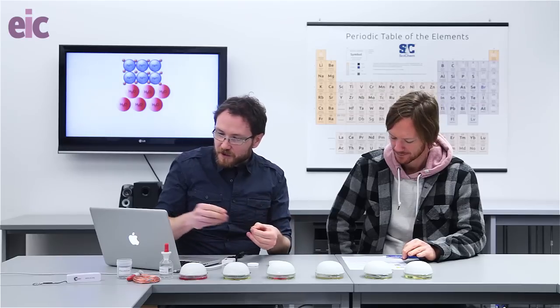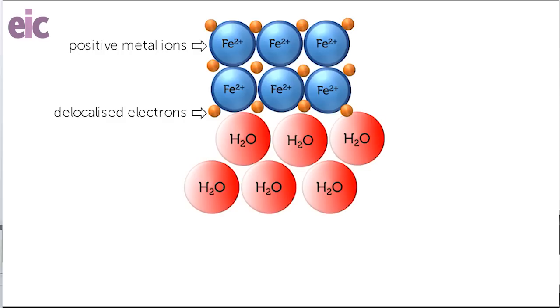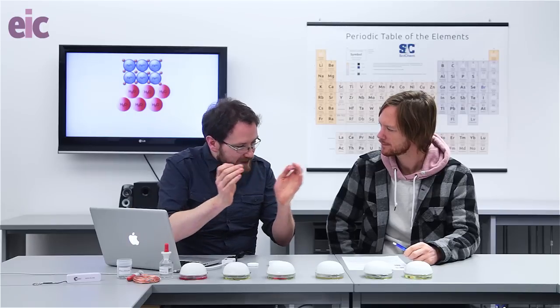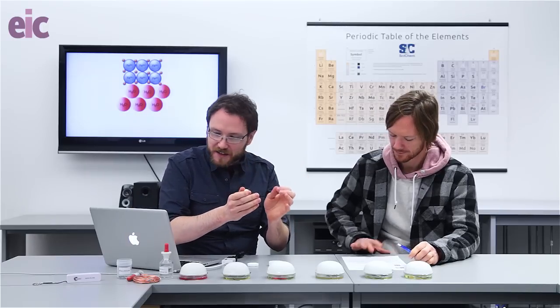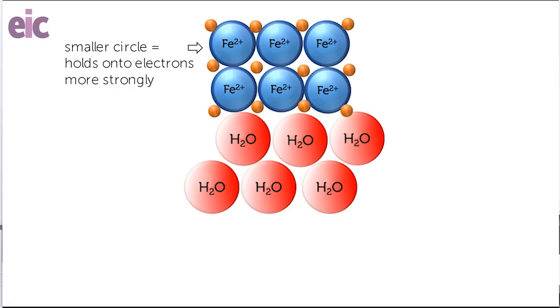And you can see we've got on our slide, and you've also got this on your sheet, some metal ions. In this case, the structure of iron metal consists of these positive metal ions, and we've also got these electrons that can move freely throughout the structure. And I'm trying to represent, by the size of these circles, how good these things are at holding on to or giving away electrons. So the smaller that circle is, the better it is at holding on to electrons.